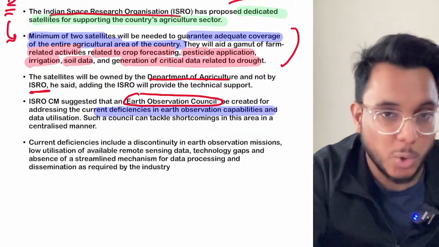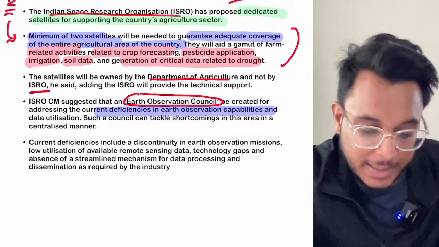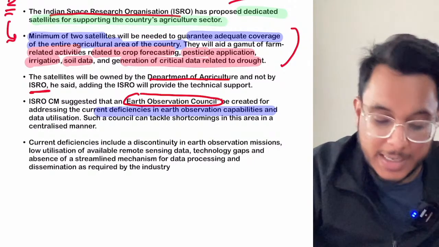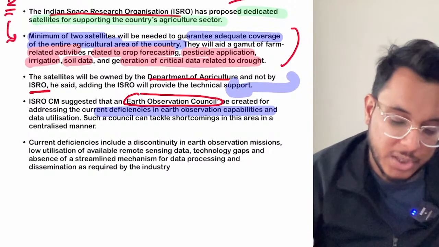So right now, as I told you, we are not able to have complete oversight of the agriculture sector. So for having an observation of the agriculture sector, and whatever deficiencies are there, it will be addressed by this Earth Observation Council.